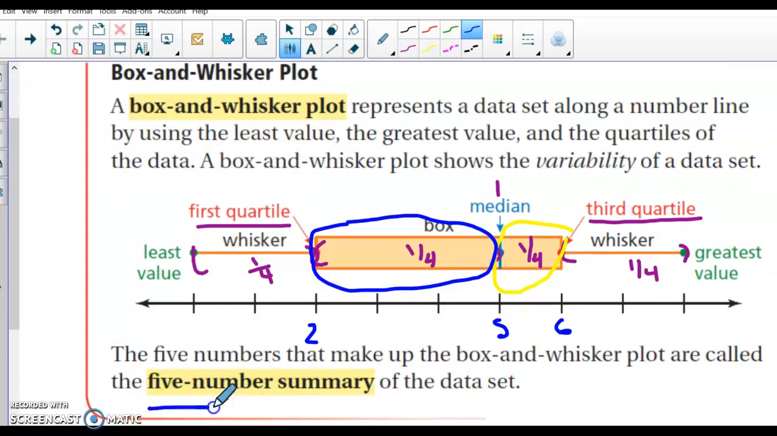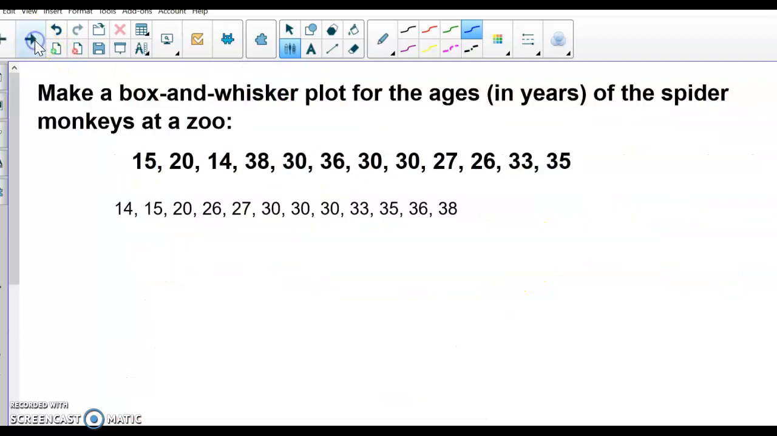So 5-number summary. What the 5-number summary is: the lowest value, first quartile, median, third quartile, and greatest value. And that's your first step into getting the box and whisker plot. So for your box and whisker plot, your first step is to order it least to greatest. You can see I already did that. And then your next step is to find the median.